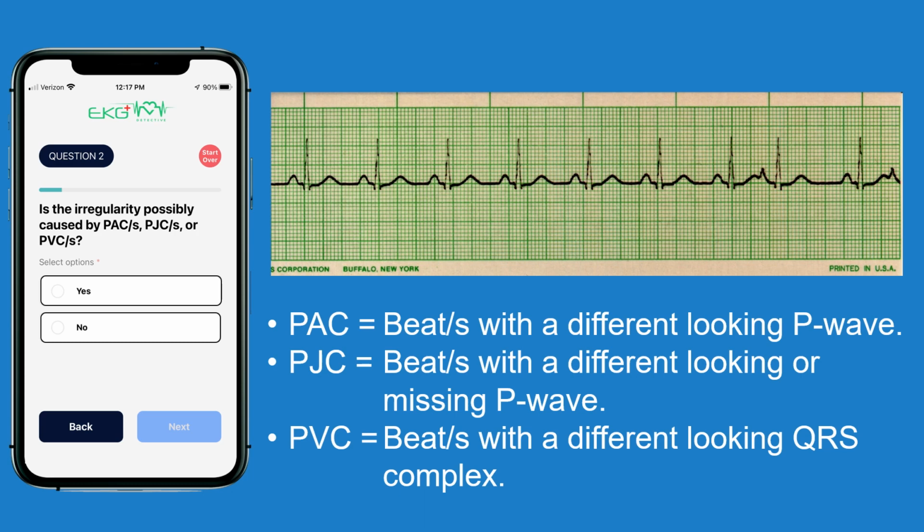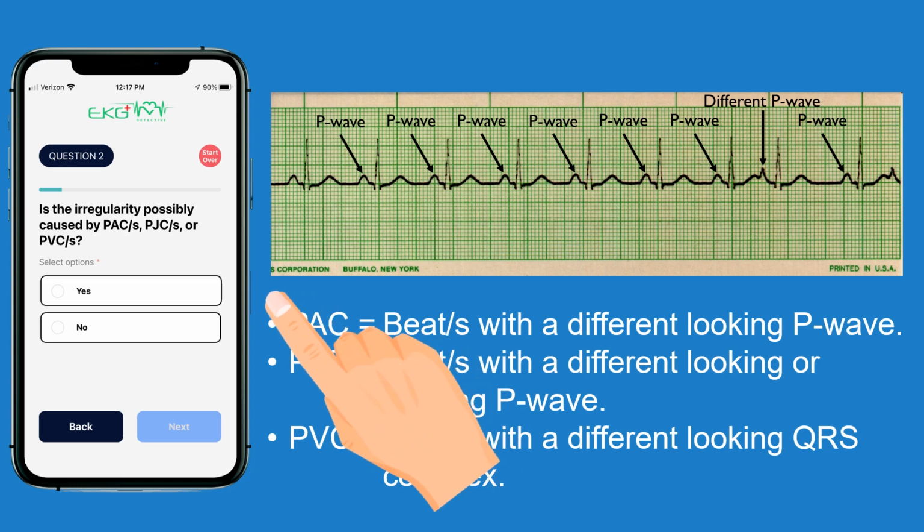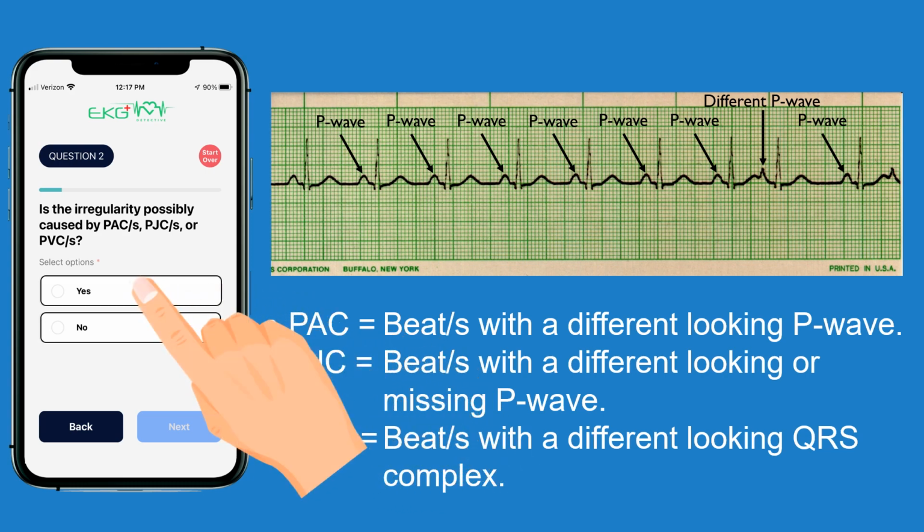So when we look at our underlying rhythm, we have all of these P waves that are similar in morphology. And then we have this beat that has a different looking P wave. So since we have a beat that has a different looking P wave, it is caused by a PAC or PJC. And at this point, it's not a PVC because we don't have any totally different looking QRS complexes. So we are going to go to the app. We are going to select yes, and then we will hit next to go to the next screen.